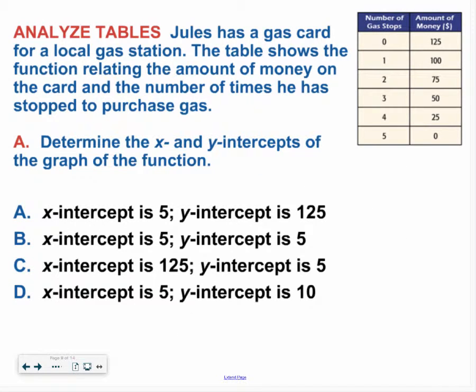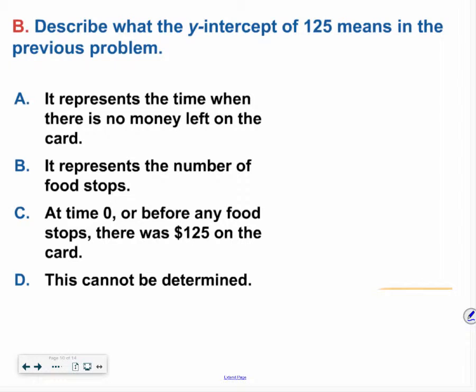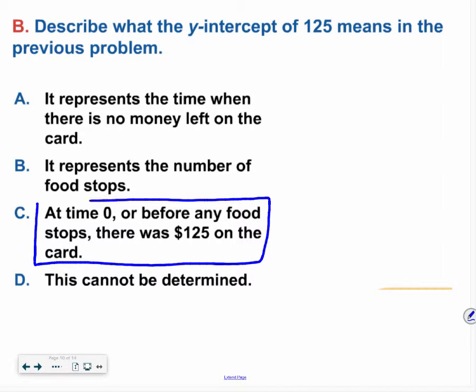Go ahead and try this one on your own, see how you do. Hopefully you determined that the x-intercept is 5 and the y-intercept is 125, but just in case that's not what you got, feel free to try one more. Hopefully you ended up with at time 0, or before any food stops, there was $125 on the card.